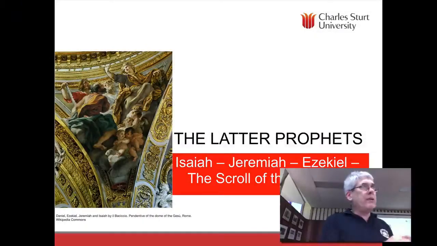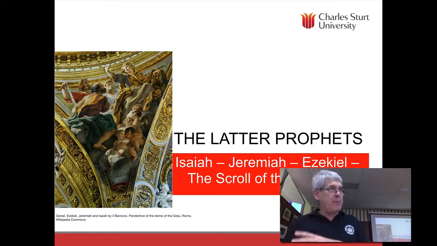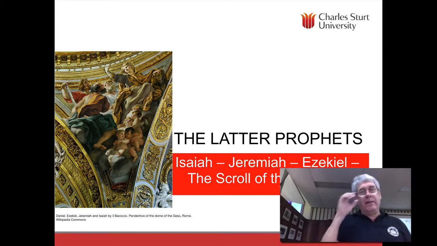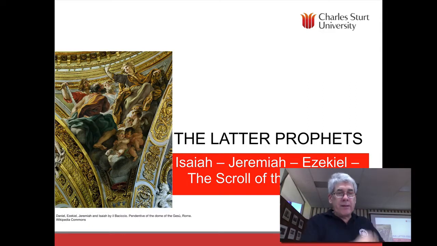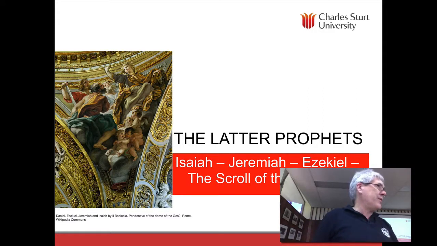Okay, so we'll continue our conversation around prophetic literature, but now we're focusing on the latter prophets, the other part of the prophetic literature. So we're talking about Isaiah, Jeremiah, Ezekiel, and the scroll of the 12, the book of the 12, okay? And the graphic, the piece of art there, is from the Dome of the Gesù in Rome, and it's got a number of the Old Testament prophets, Daniel, Ezekiel, Jeremiah, and Isaiah, all in the one part of the cornice. I thought that's a cute picture to put up there.